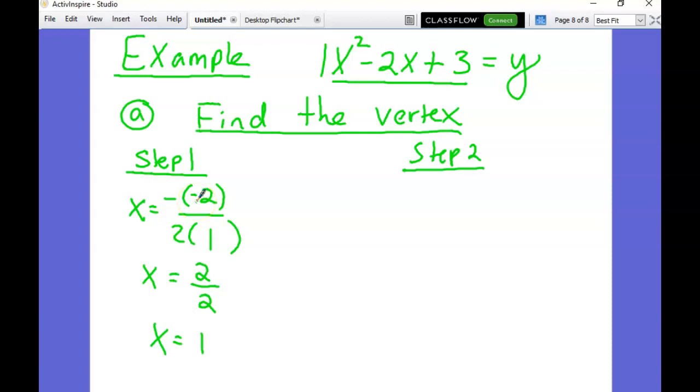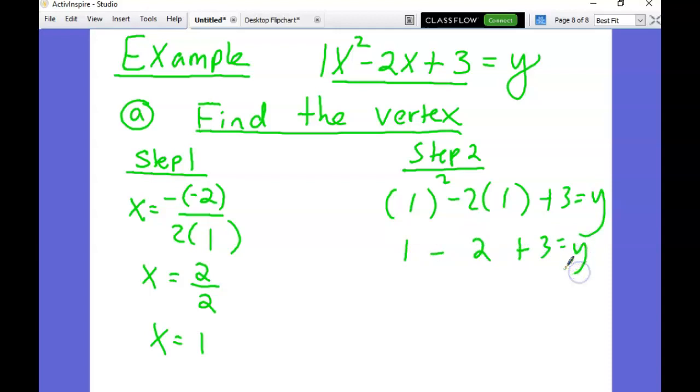Okay, so step 2 is to find your y by plugging your answer in for x, right? So it's going to be x squared minus 2 times x plus 3 equals the y. So my x is 1. Square the 1 first. Multiply these. 1 take away 2 is negative 1. And then negative 1 and 3 makes 2. So I end up with 2 as a final answer.